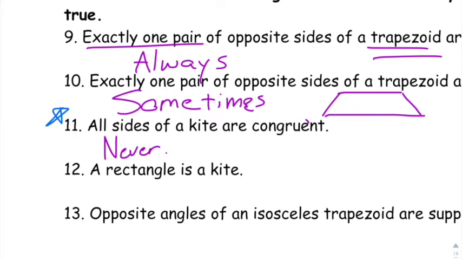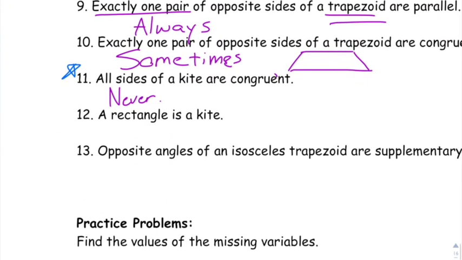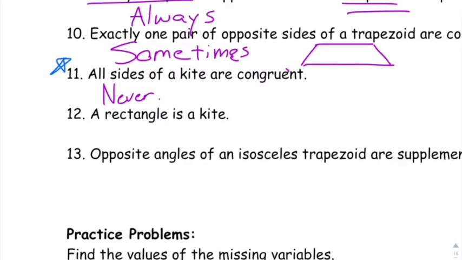Okay, the only time you have all the sides congruent in a kite is if it's actually a rhombus. And based off of our definition, we're going to assume that is not how we define a kite. Okay, this one's kind of easy. A rectangle is a kite.